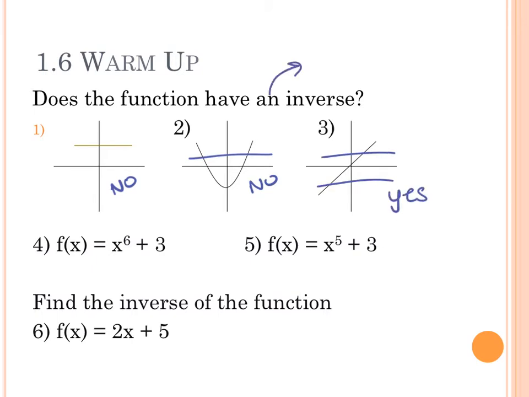So remember, does have an inverse is the same thing as one-to-one. Those mean the same thing. For 4 and 5, we just said the x can't be raised to an even power. The x can't be an absolute value. So 4 does not have an inverse because the x is raised to the 6th, and 5 does because the x is raised to the 5th power.